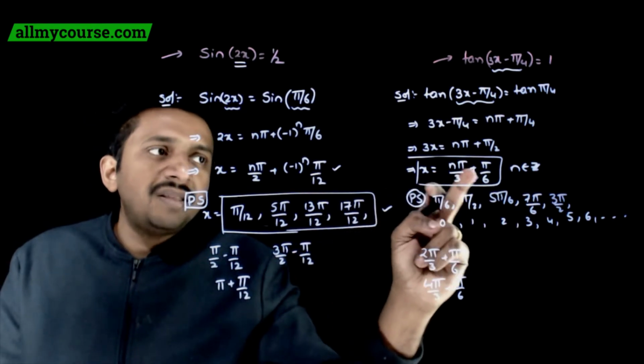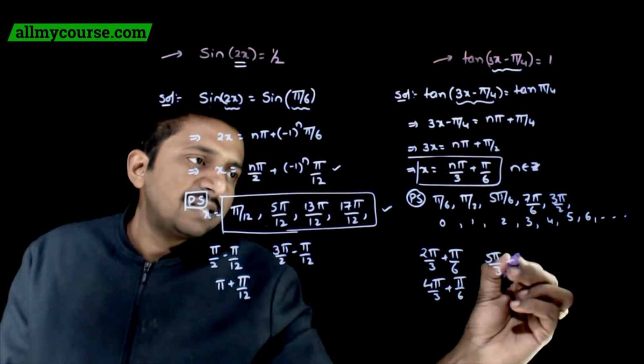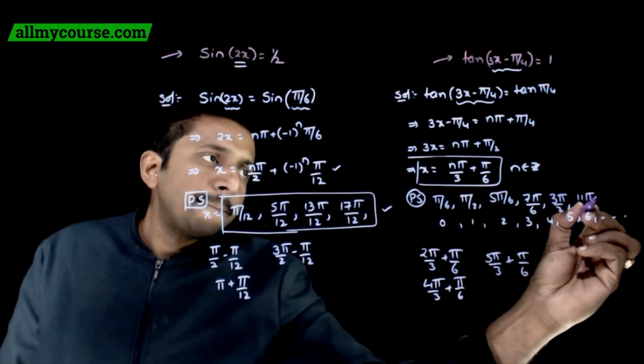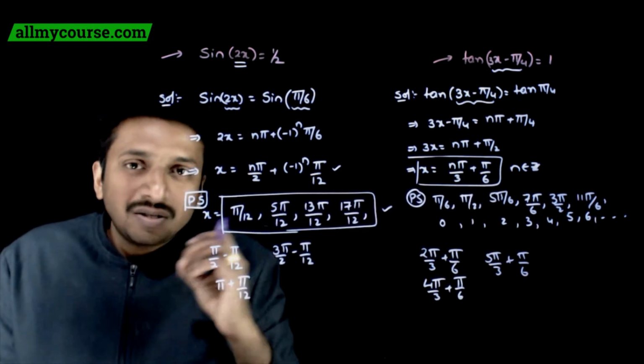Corresponding to n equal to 5, you have 5 pi by 3 plus pi by 6. This is 11 pi by 6. So this is also okay. You're going to 330 degrees. You have come very close to 360 degrees.